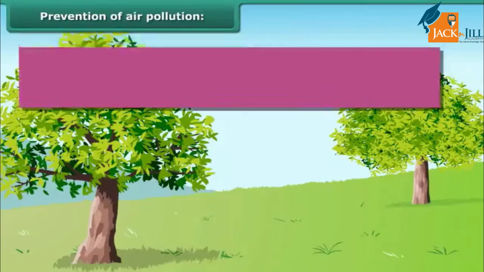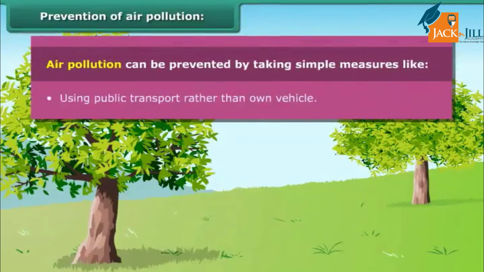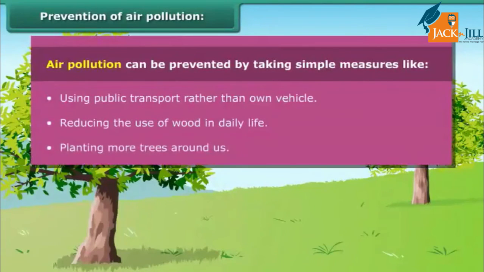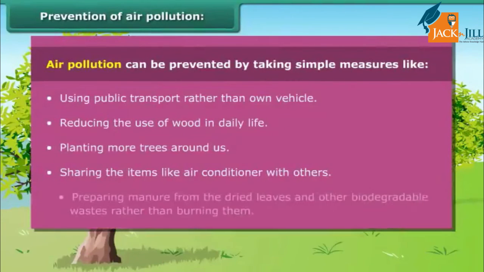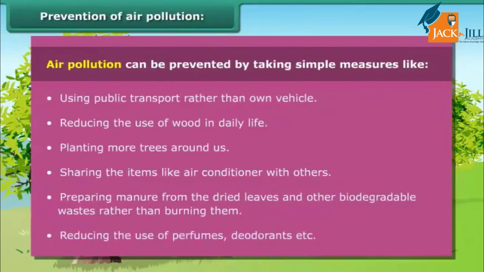Air pollution can be prevented by taking simple measures like using public transport rather than your own vehicle, reducing the use of wood in daily life, planting more trees around us, sharing items like air conditioners with others, preparing manure from the dried leaves and other biodegradable wastes rather than burning them, reducing the use of perfumes, deodorants, etc.